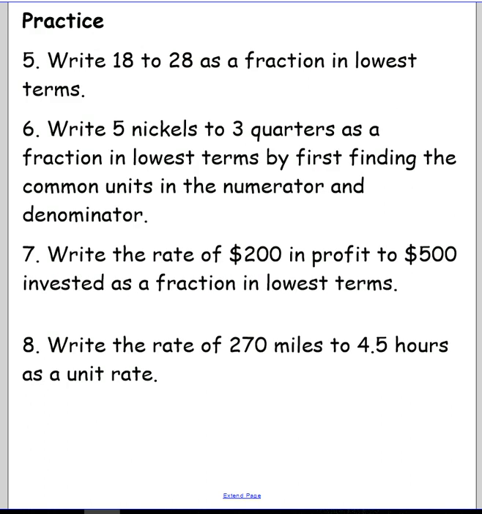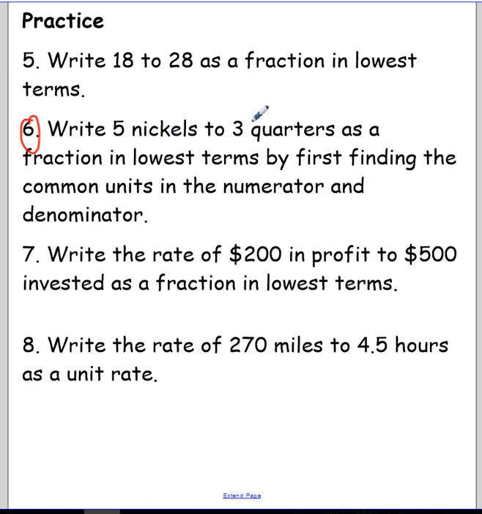So let's take a look at some practice problems. So I want you to try these. However, I want to point out number 6 before you do, because that's where we're talking about having different labels or different units for a ratio. So we have 5 nickels to 3/4. They're both money, so they're actually both in the same idea, so it can be a rate, but we need to put them in the same amount.